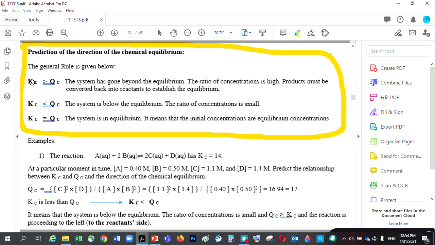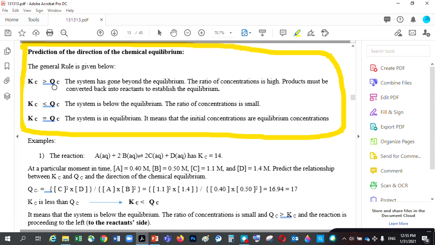So the Kc is the chemical equilibrium constant. In case it's greater than the reaction quotient, then we say the reaction is really favoring what? The product. The reaction is in the direction of the product, and therefore, in order to reestablish the equilibrium, because the reaction just went beyond the equilibrium, some part of the products have to decompose and produce back the reactants. So Kc greater than Qc favors the product side.